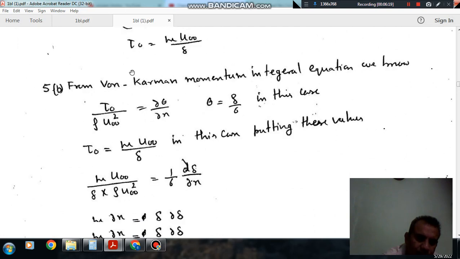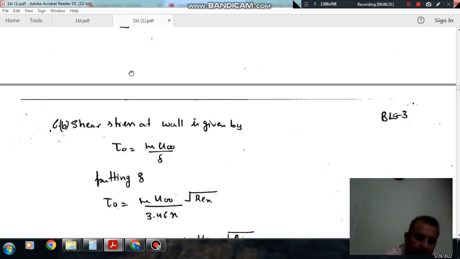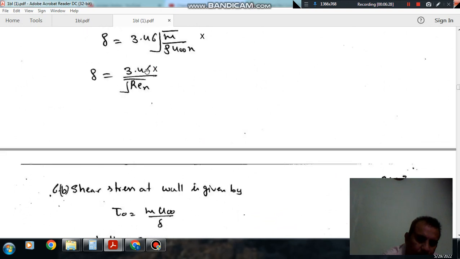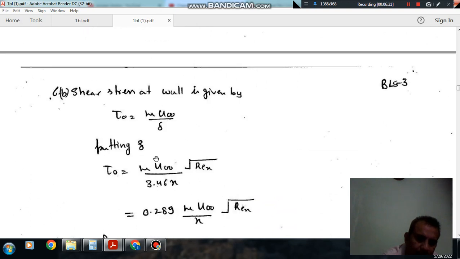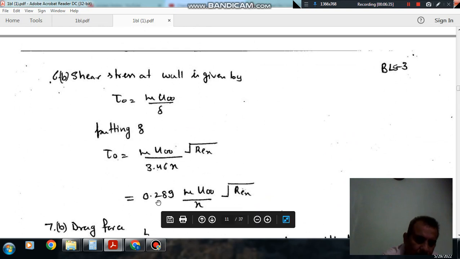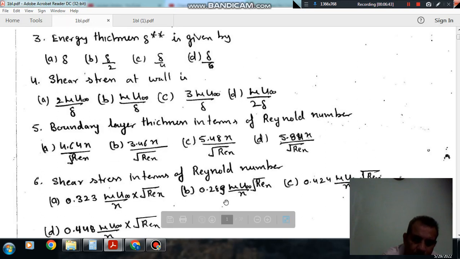Next is shear stress in terms of the Reynolds number. To find out the shear stress in terms of the Reynolds number, we have tau naught that we derived as mu u infinity by delta, and putting in the delta we have calculated here, we can get shear stress at the wall in terms of Reynolds number, that is 0.289 mu u infinity by x into root Re x. So the answer to question number 6 is B.